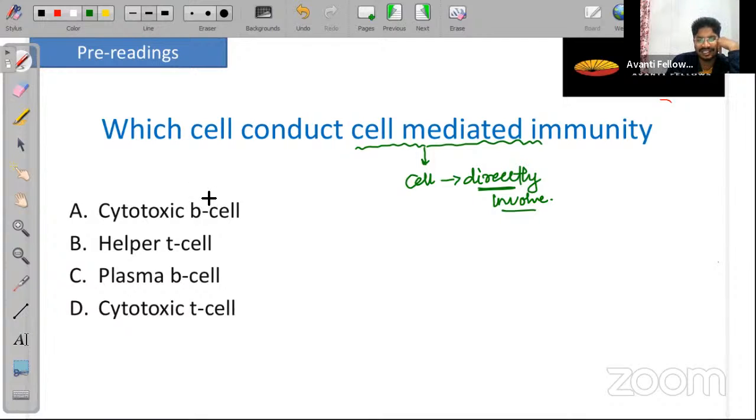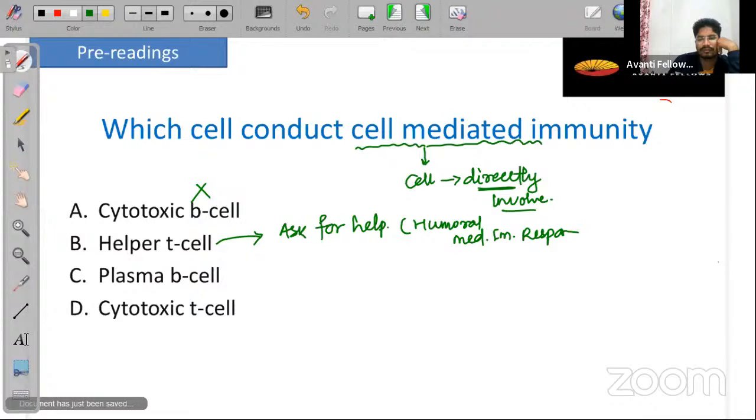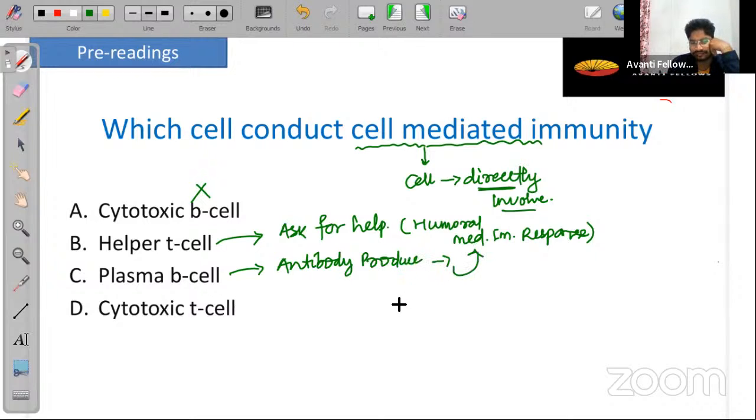Cytotoxic B cell, okay, ऐसा इस नाम का कोई सेल ही नहीं होता. This is wrong. Helper T cell is going to ask for help. It is going to ask for help in the humoral mediated immune response. ये कहाँ पे काम करेगा? Humoral mediated immune response में, right? Well, next is your plasma B cell. It is going to synthesize antibody. ये क्या produce करेगा? It is going to produce antibody, which is a direct part of the humoral mediated immune response again, right?